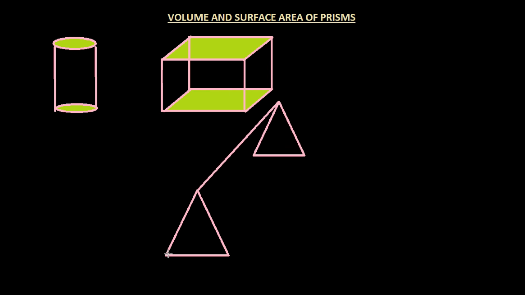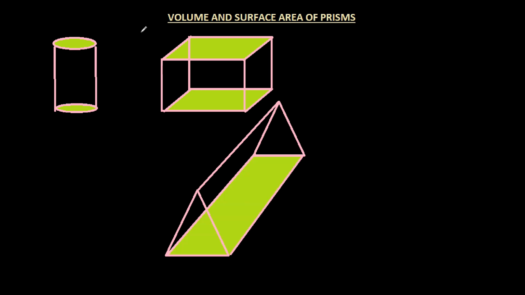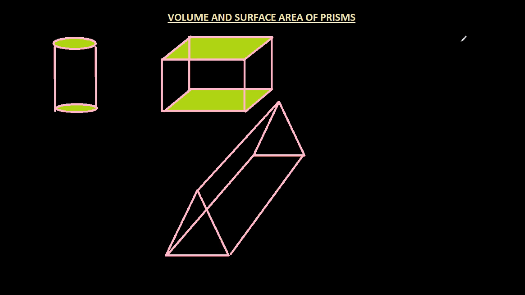Now let's have a look at an object like this. Do you think that this is a prism? Well, let's see. As we know, a prism is something which has the same area at the base and the same area at the top. But here the area of the base is this. And where is the area of the top? In fact, there is nothing at the top of which we can find the area. So obviously this is not a prism.